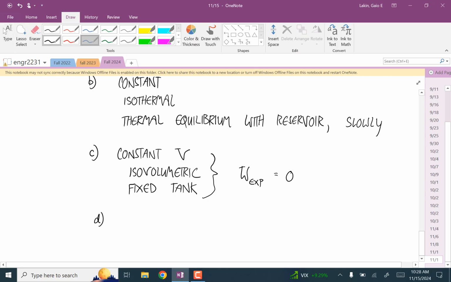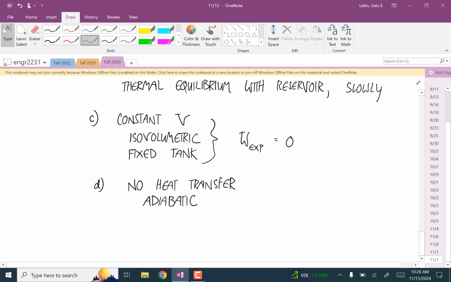And then D, no heat transfer. I don't know if I've even mentioned the word for that. Adiabatic. And this is just insulated.